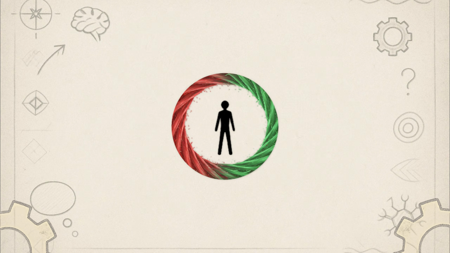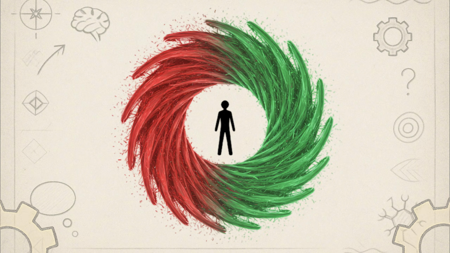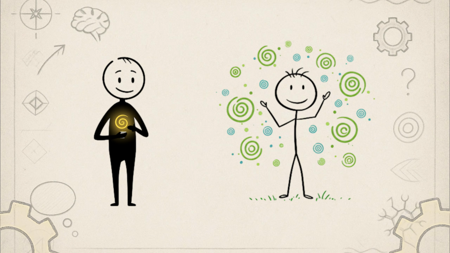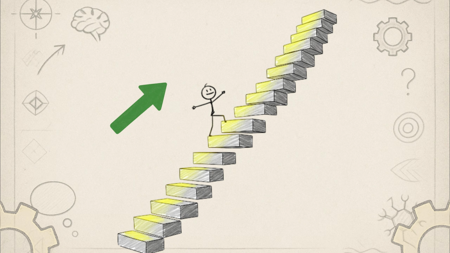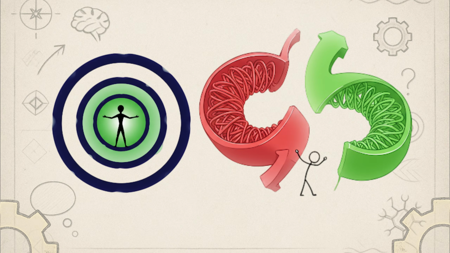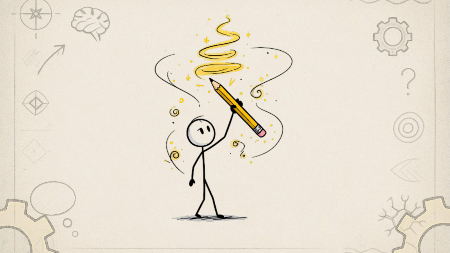But recursion isn't inherently bad, it just amplifies. If you spiral in a good direction, say you're grateful for something, and that makes you notice more things to be grateful for, you can climb your way into a loop of joy. So the trick isn't escaping the loop, it's redirecting it. Because recursion, when used with intent, is powerful.